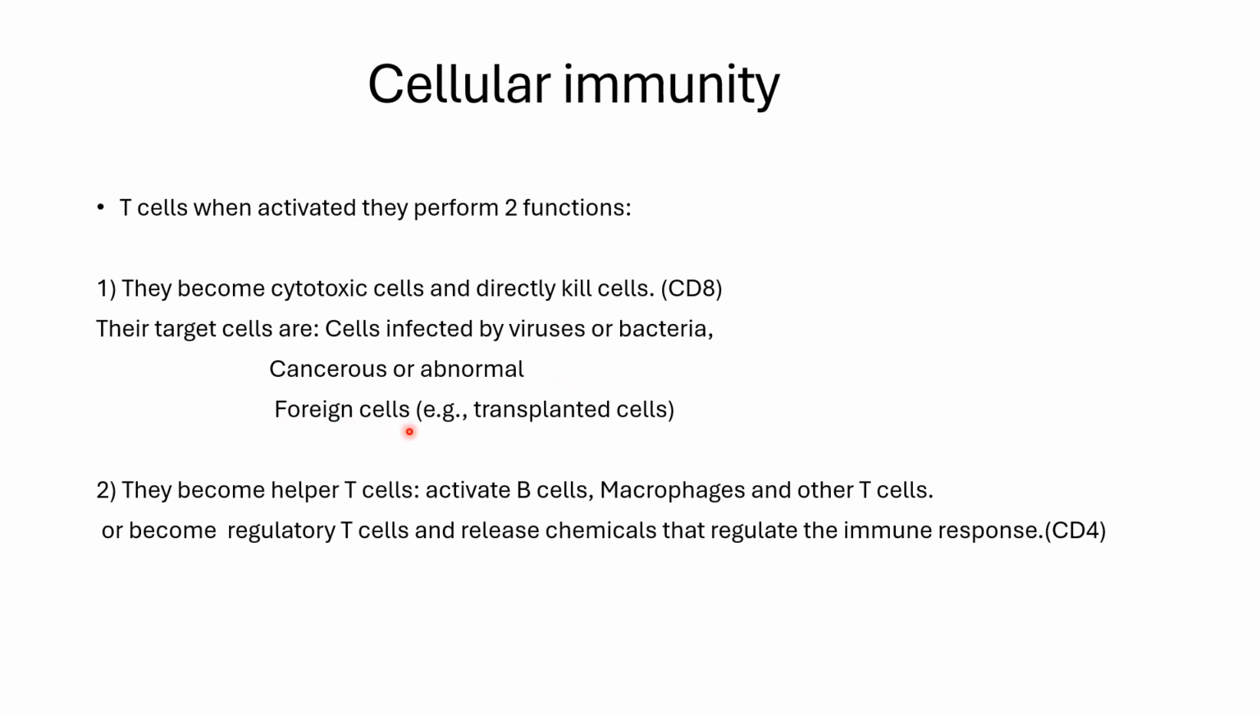And then other foreign cells, like in a transplant. The T cells think the transplanted cells are foreign and they attack them. And some of them become helper T cells and they activate B cells, macrophages and other T cells. And some become regulatory T cells and they release chemicals that regulate the immune response. They have CD4 proteins on their top.